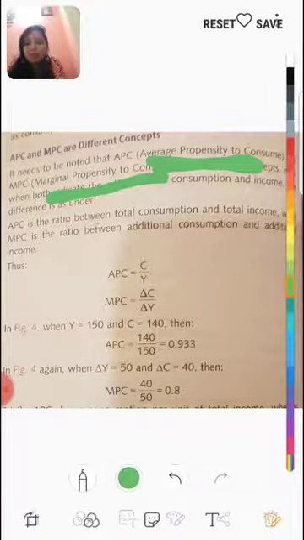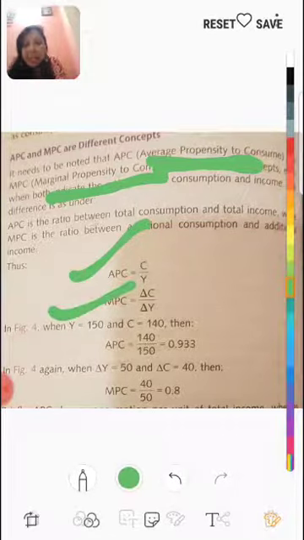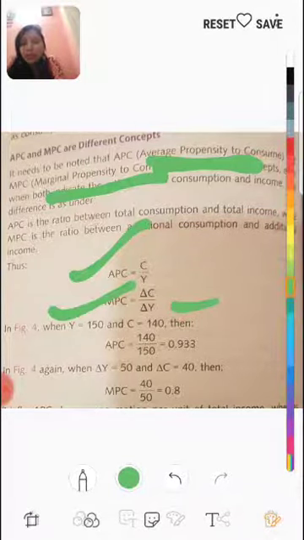Both are ratios. In APC, we divide total consumption by total income. In MPC, we divide additional consumption by additional income. Getting my point? So the consumption function has two parts, APC and MPC.